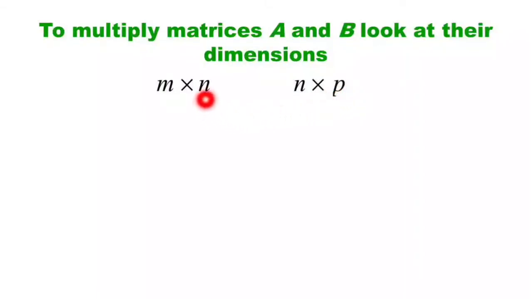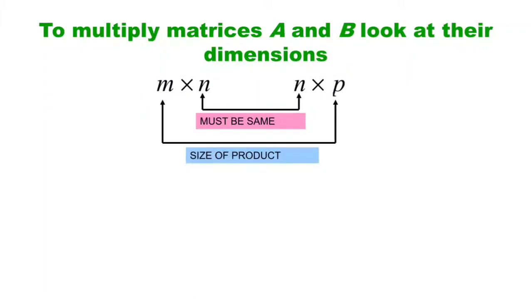Now here there is one important point. This one is n and this is the same thing, n. It means the number of columns of the first matrix is equal to the number of rows of the second matrix. Then the product exists. These two numbers must be the same: the number of columns of the first matrix and the number of rows of the second matrix. And what is the order of product AB? That is m by p. The order, dimension or size of product AB is m by p.